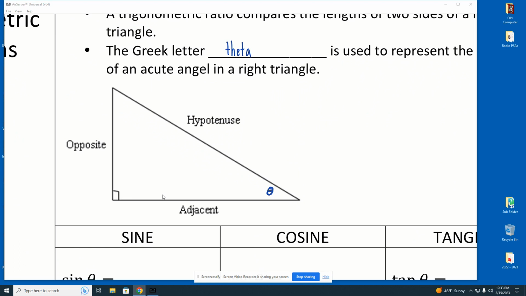Now, that's theta. Okay? So, we have 3 main trig functions, 3 minor. The 3 main are right smack dab in the middle of your calculator. What are they? Sine, cosine, and tangent. Sine, cosine, and tangent.